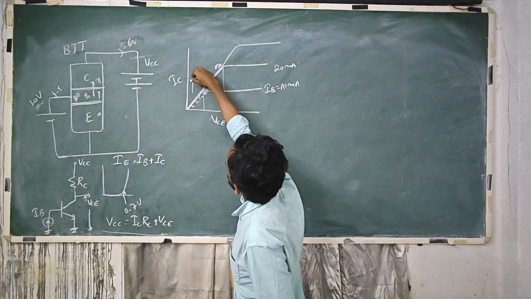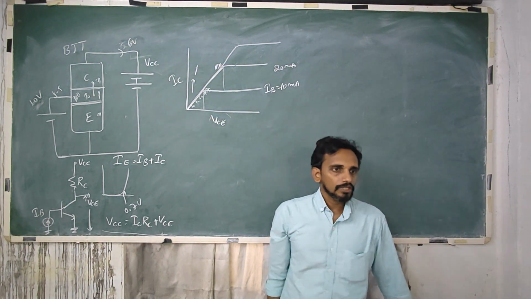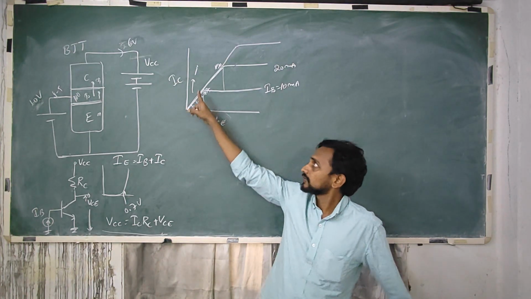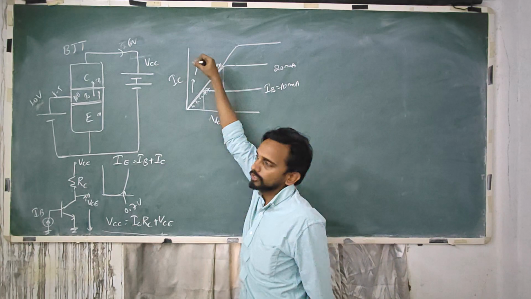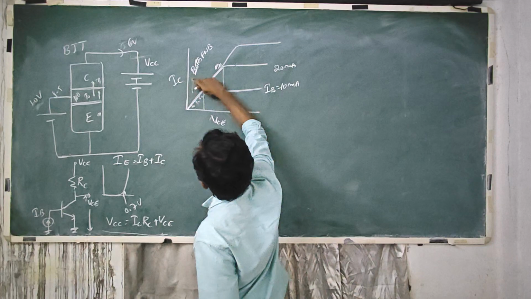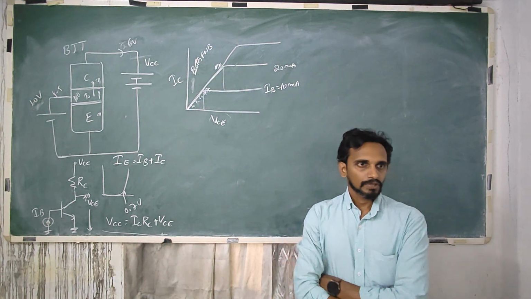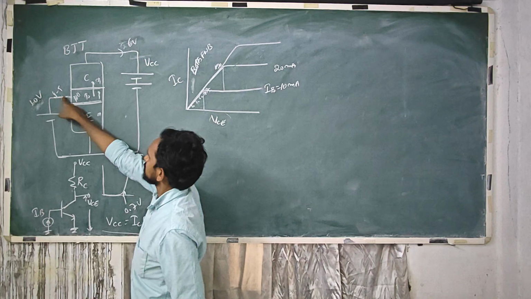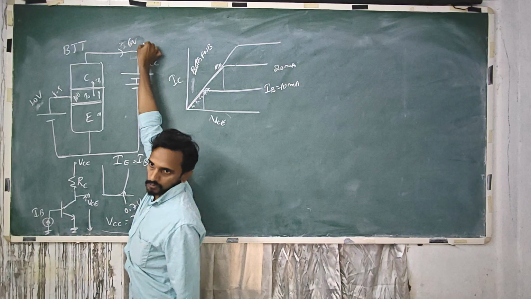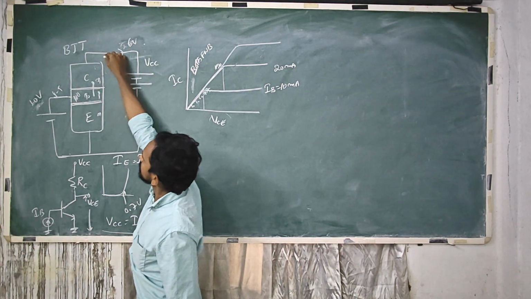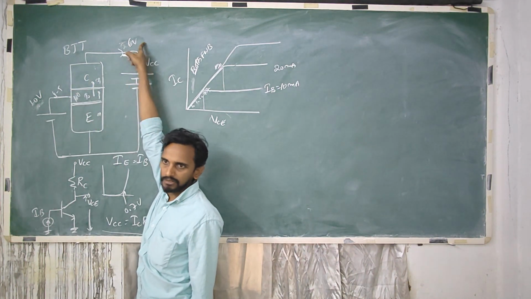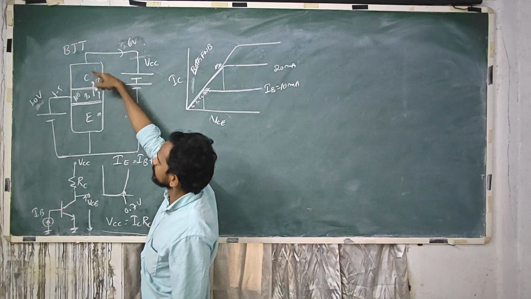And before that, if the VCE value is lower than this, what is the situation here? Here both the junctions are forward biased. If the VCE value is sufficiently low, both the junctions are forward biased. Right? So here this junction is forward biased, so this voltage is less than this. Let's say this is 10 volts and this is 6 volts. So on the P side you have higher positive and on the N side lower positive potential. So this is also forward biased.